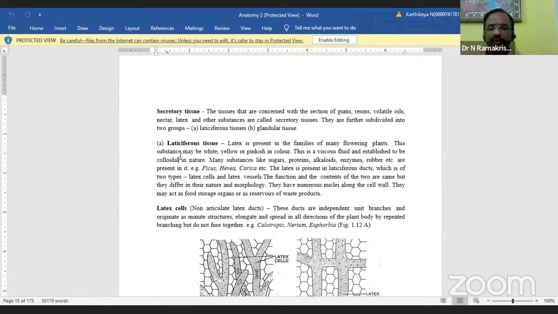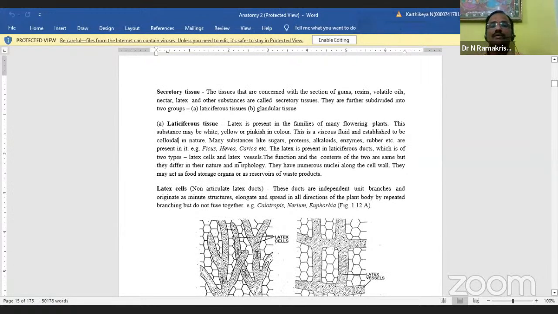In latex we see proteins and carbohydrates, some organic acids, tannins, resins, gums, alkaloids and enzymes. Different types of essential oils are also found in latiferous tissues. Latex is present in the families of many flowering plants. The substance may be white, yellow or pink. The example given here is Ficus, Hevea and others. These contain sugars, proteins, alkaloids, enzymes and rubber.